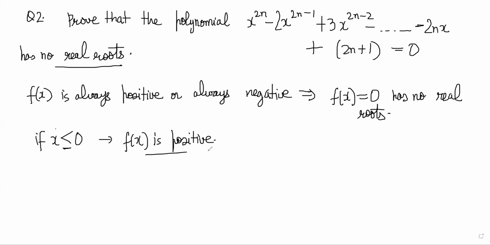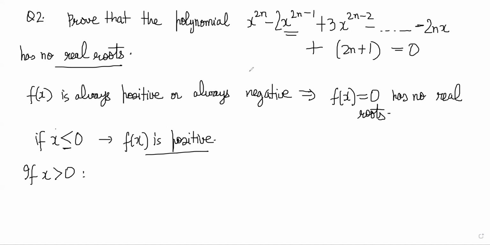Why? Because when you take x as negative, all of these odd terms will become negative and negative becomes positive. So overall, the whole polynomial will have a positive value. Now, so that case is anyway done. So we have to look at cases if x is greater than 0.